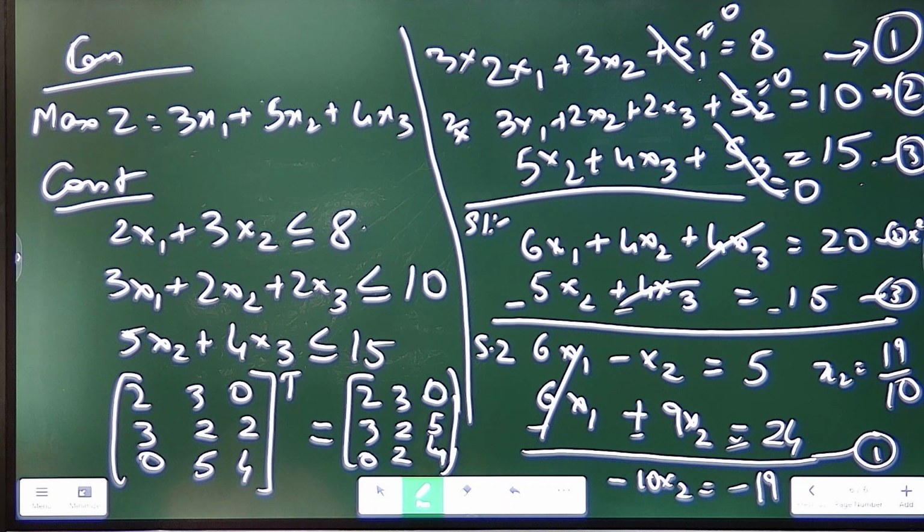So any doubt? Yeah, correct. Only if it is asked, but here he did not ask, although I have done it because in other problems he might ask.